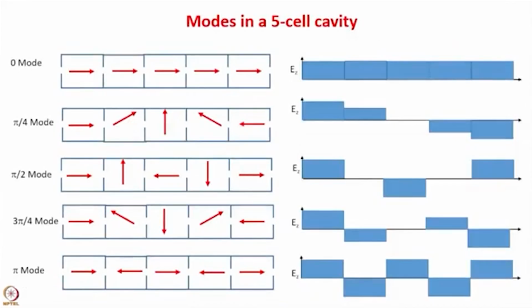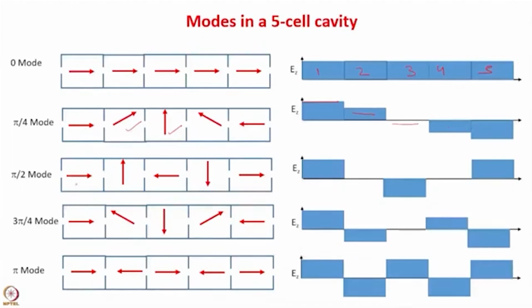So now we can see the relative magnitude of the field in the 5 cells. For the 0 mode, these are the fields in the 5 cells, and the magnitude of the field is the same. For the π/4 mode, in the first cell, the magnitude is maximum, and then since there is a phase shift of π/4 here, the field is reduced. There is no field in the third cell, so we can see that this is unexcited, and in the next cell the field is in the opposite direction, which is shown here. And again in the last cell the field is in the opposite direction. The relative magnitudes are shown here.